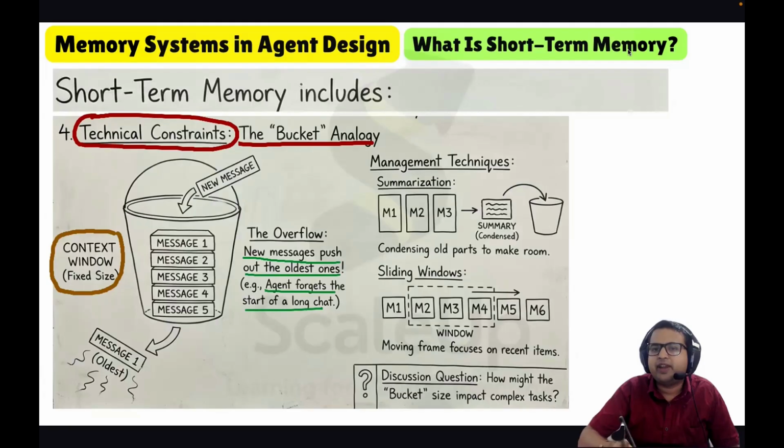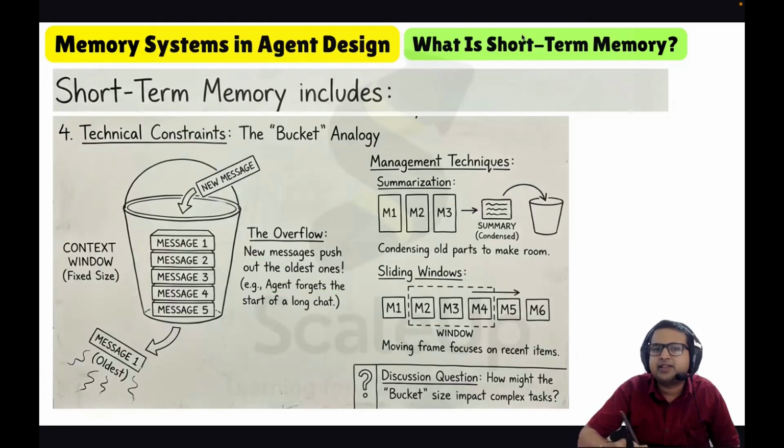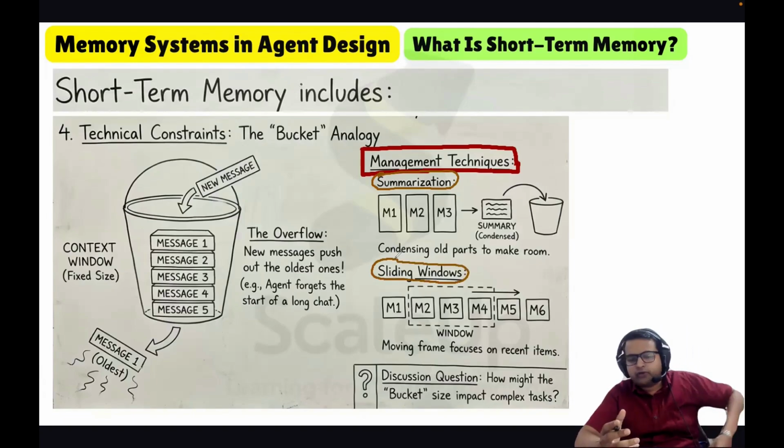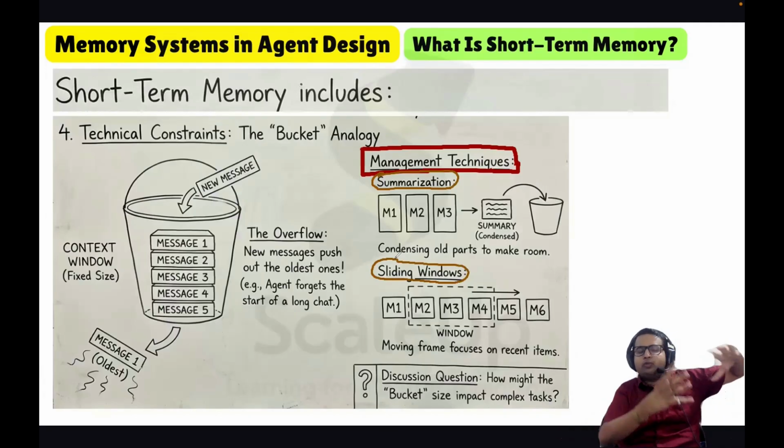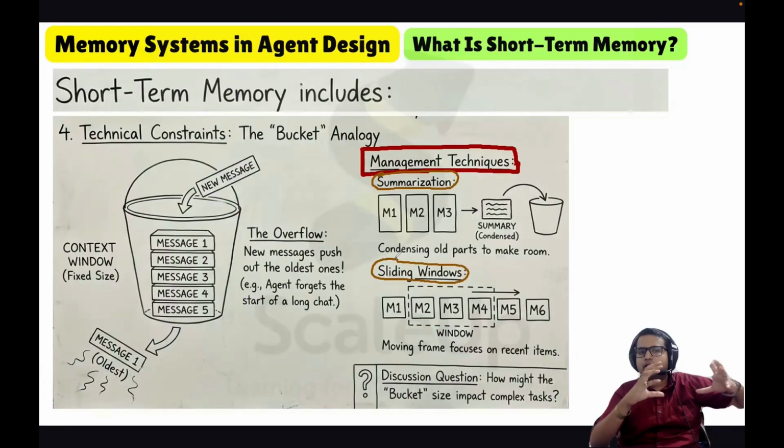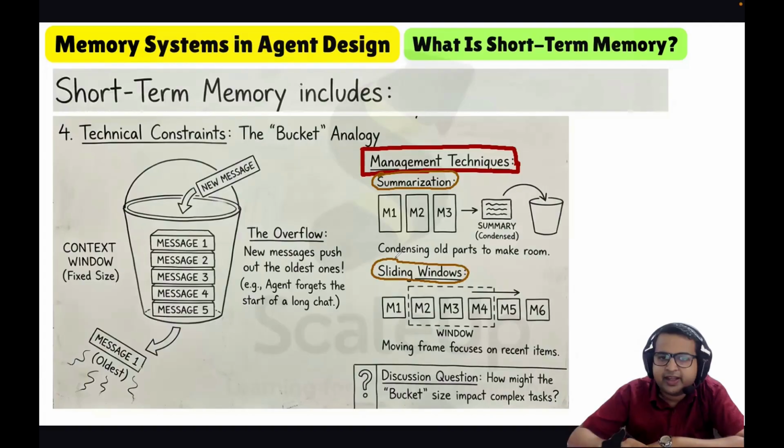And how can we prevent it? The management techniques, let us understand that. Summarization. Two techniques are there. One is summarization, one is the sliding window. Both the techniques we'll discuss. In summarization, what we will do is that the old messages which are about to get flushed out, we will summarize a few of those old messages. So the idea is that we will condense the old parts.